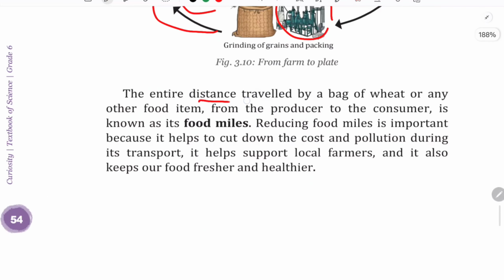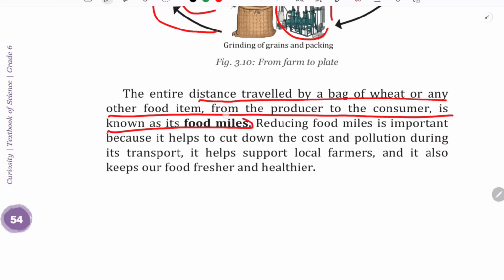The entire distance traveled by a bag of wheat or any other food item from the producer to the consumer is known as its food miles. So the distance covered by that bag of wheat, from the one who produced it to the one who eats it, is known as food miles. And you should always be thinking about reducing food miles. How?